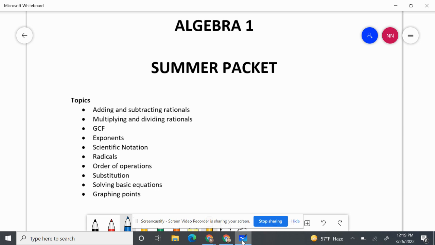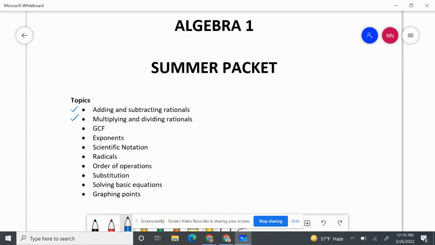What we're going to do is look at the summer packet. First thing that we're going to start off with is adding and subtracting rationals and multiplying and dividing rationals. These are the topics that I believe you should know walking into Algebra 1, and a good understanding of these 10 topics will give you a good basis for walking into this program and being successful.